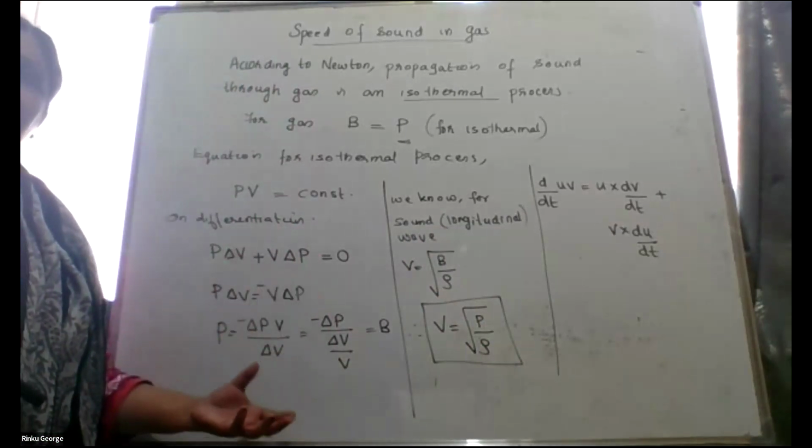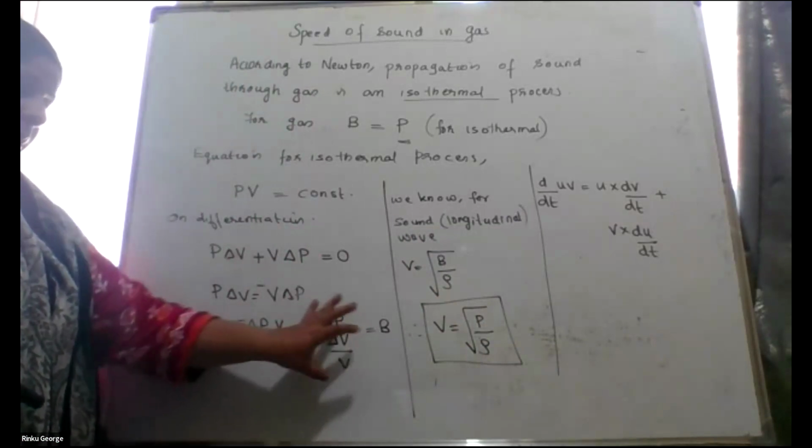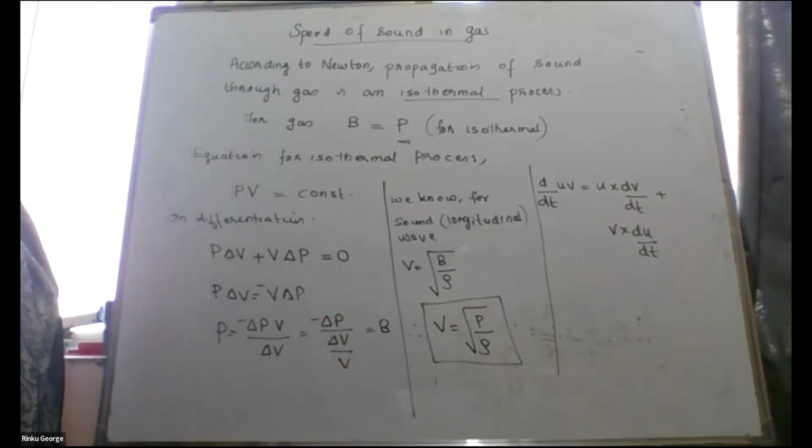In the modulus, there is a negative. This is bulk modulus. Okay. Understood?